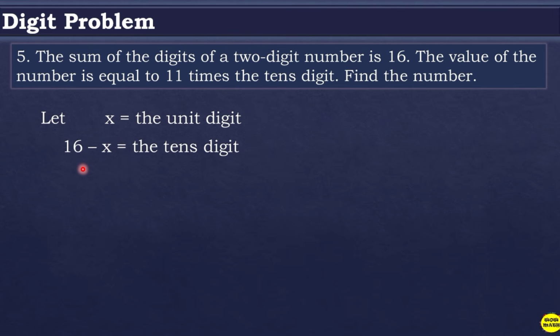So, next, we now have the representation. Let's proceed to the equation. So, ang sabi, balikan natin, the value of the number is equal. So, ito yung number. Okay. Bakit tayo nag-times 10? Kasi 10th digit. Okay. 10 siya. 2 digit siya. So, 10 times the quantity of 16 minus x plus x.